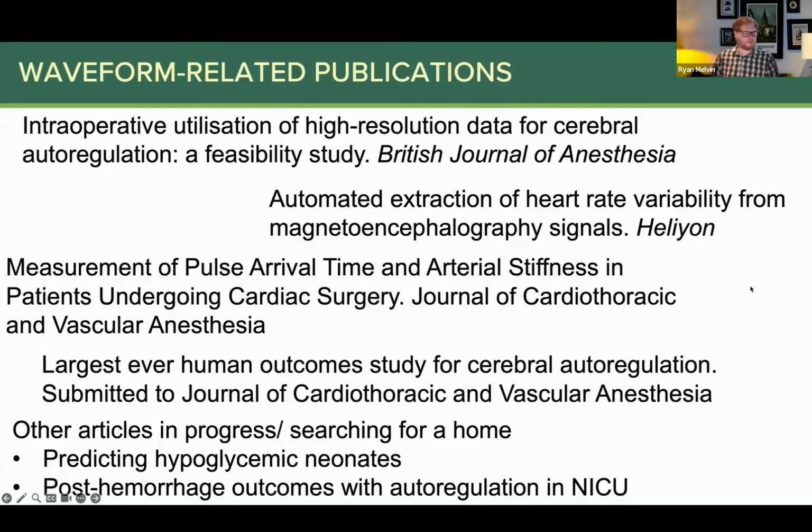It was a neat physics project that is maybe an expensive way of measuring heart rate variability, but something you can do with waveforms. We've also been working on predicting hypoglycemic neonates with friends in OBGYN, and looking at post-hemorrhage outcomes with autoregulation. That's, again, measuring moment to moment if your brain is getting enough oxygen in our neurointensive care unit.